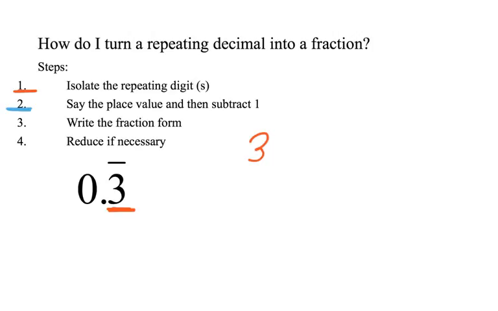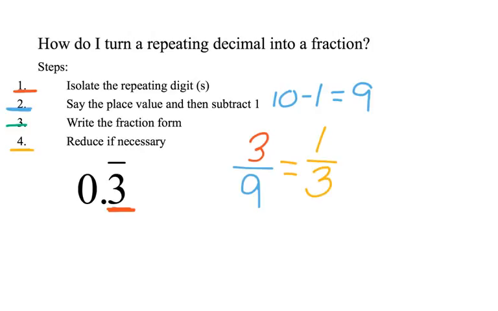So, when I read this out loud, I have 3/10ths repeating. So, tenths is my place value, and now I'm going to subtract 1, which is 9, and I'm going to use that as my denominator. Okay? My next step is to write the fraction, which I already did, which is 3/9. And then my last step is to reduce if necessary. Well, 3/9 can be reduced to 1/3.